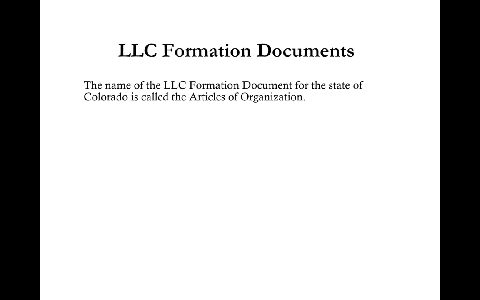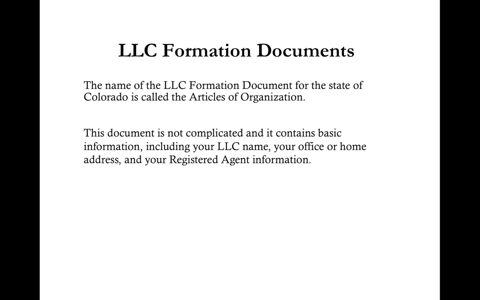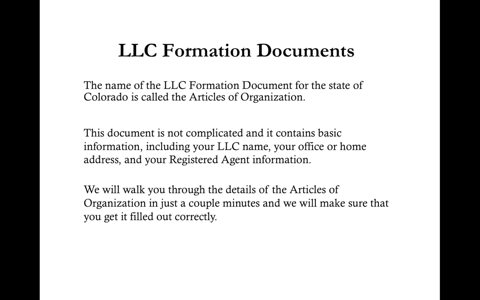The name of the LLC formation document for the state of Colorado is called the Articles of Organization. This document is not complicated, and it contains basic information, including your LLC name, your office or home address, and your registered agent information. We'll walk you through the details of the Articles of Organization in just a couple minutes, and we'll make sure that you get it filled out correctly.